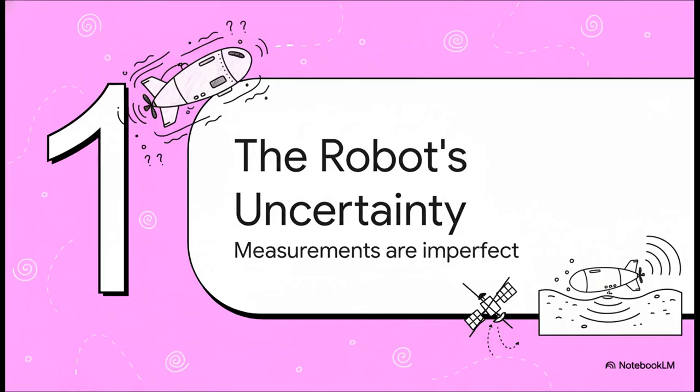Okay, Section 1. The robot's uncertainty problem. The thing is, every measurement is a little wrong, and every movement is a little off. To really get a handle on this, let's imagine we have an autonomous underwater vehicle, an AUV. This thing's trying to navigate the deep ocean, where GPS is completely useless. It's on its own, relying only on its internal sensors to find its way.